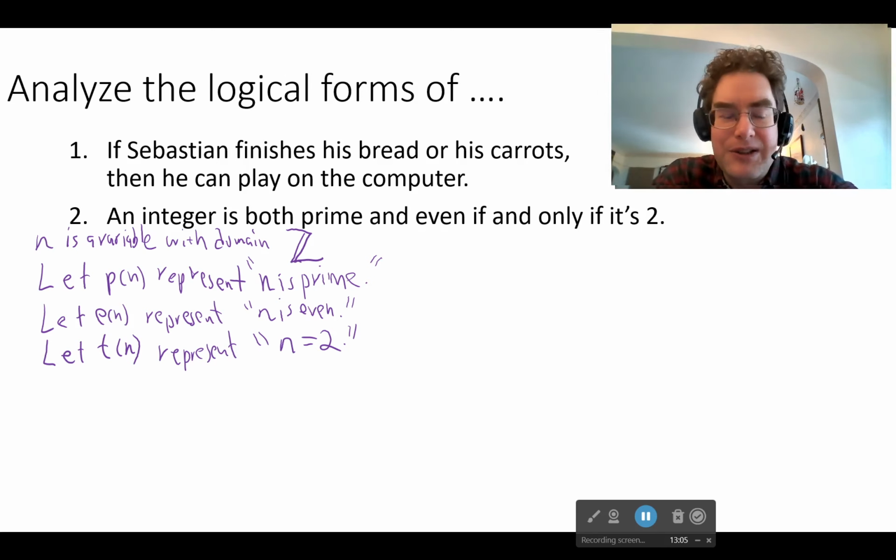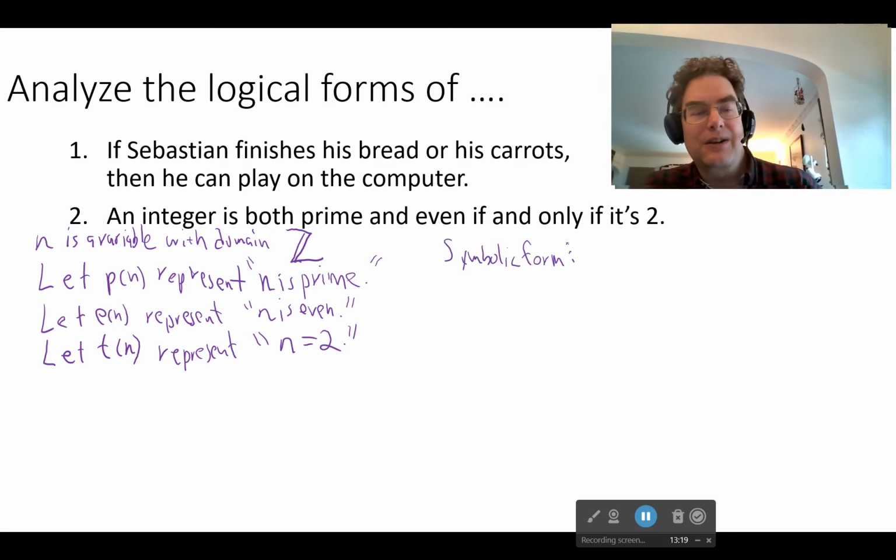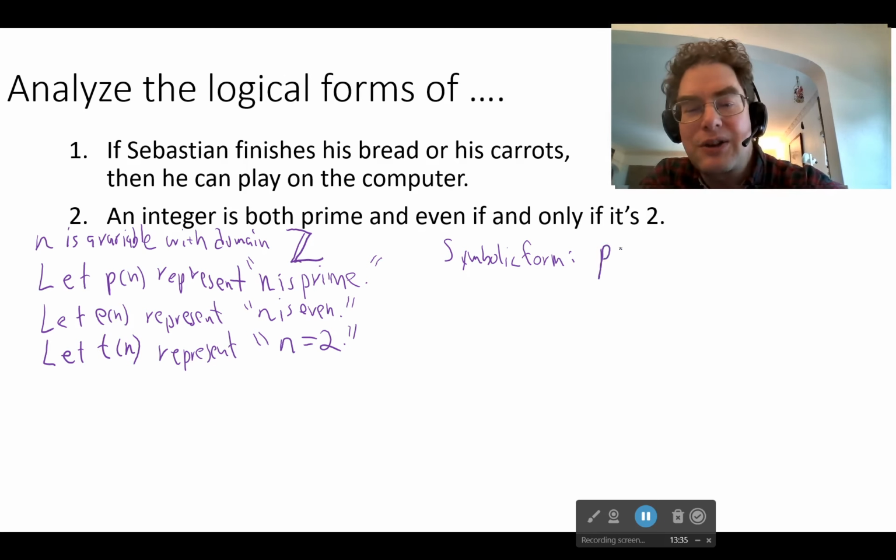Okay, so there are our 3 simple sentences. And now we're ready to analyze the form. So, symbolic form for this one. Okay, so we've got an integer is both prime and even. Well, you see there, that's a pretty blatant conjunction in the first half of our sentence. We are requiring 2 things of our integer. So in symbolic form, we would want to use conjunction for that. Both of these things are being asserted to be true in that first half: P of n and E of n.